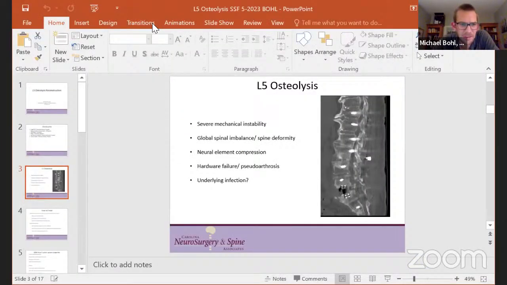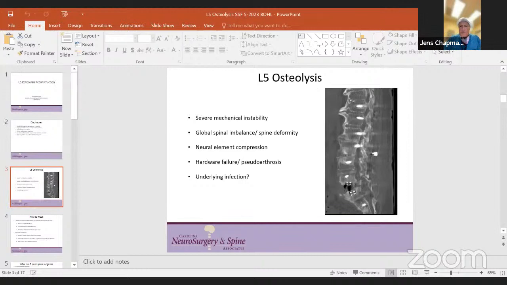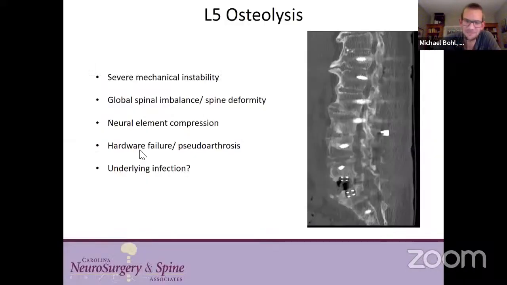You guys still able to see that screen there? Yeah, can you go to presenter mode? I can, but when I do that, there we go. How's that? You see that?